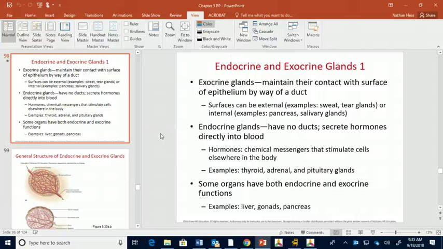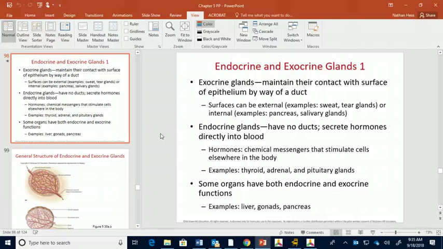So it could be your sweat gland, actually secreting sweat outside your body. But it could also be your pancreas glands that are secreting things into a bunch of little tubules that then carry that stuff into your digestive system. We'll talk much more about that. But the point is that it's not secreting directly into the bloodstream. It's secreting onto the outside surface of a tissue. Not necessarily outside your body, but the outside surface of a tissue.